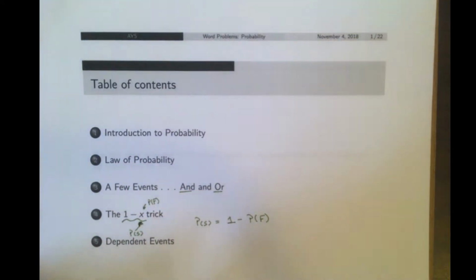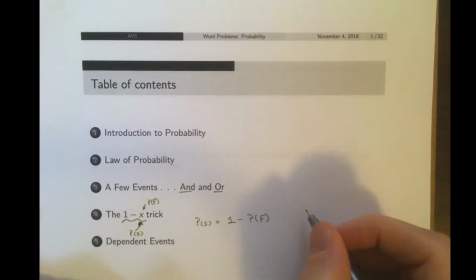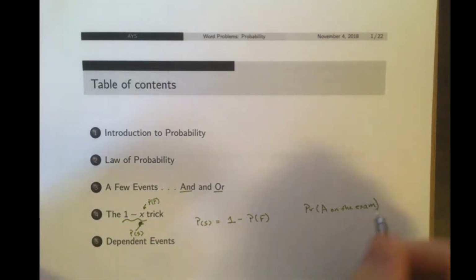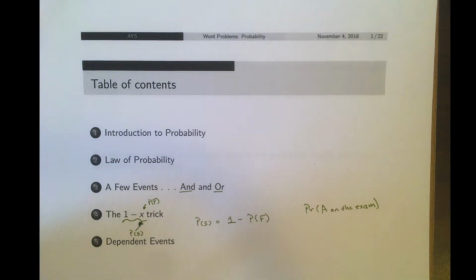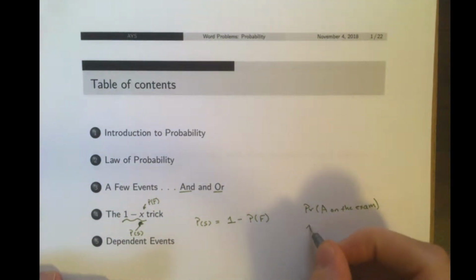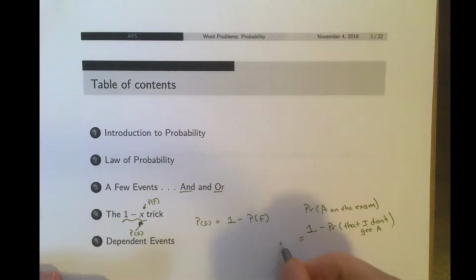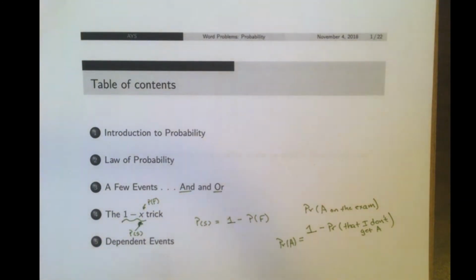So the question might have me say, what's the probability that I get an A on the exam? So probability A on the exam, and it gives me some sort of way that I guess on different answers and all that stuff. Instead of saying that, I'll say 1 minus the probability that I don't get an A, and this is equal to the probability that I get an A on the exam. 1 minus the probability that I don't get an A on the exam. So we'll take a look at that.